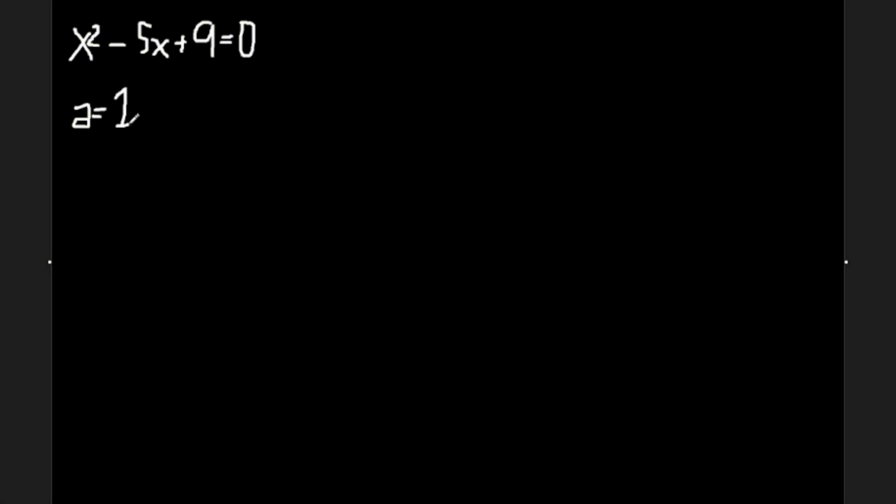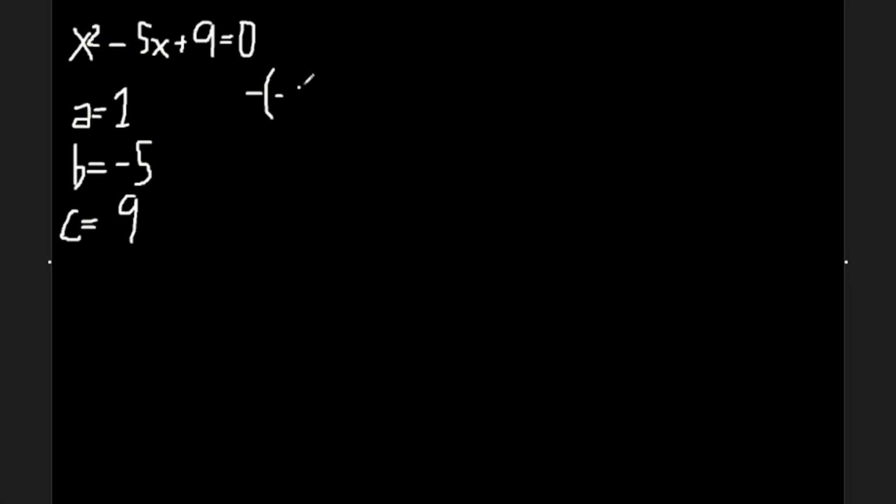Now, you might be wondering, why did I add 1? Well, a single variable always has a hidden 1. So I just had to write 1. Then b is equal to negative 5. C is equal to positive 9. So now we just have to put it in the quadratic formula.